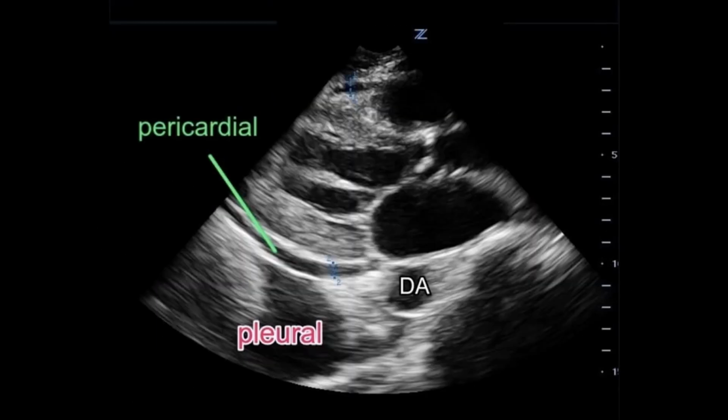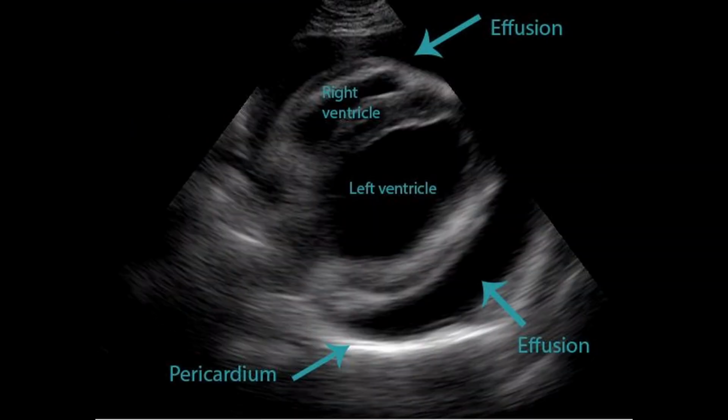Finally, we'll check the pericardium, the sac around the heart, kind of like a protective bubble. If there's fluid in there, it's called a pericardial effusion. And if there's too much, it's like the heart is swimming in a pool, which can cause some problems.